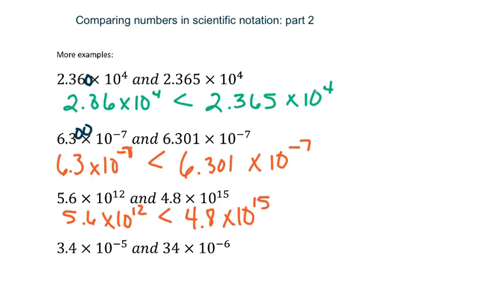All right, the last one we're going to have to do a little bit of work, because 34 times 10 to the negative 6th is not in scientific notation. So we're going to have to change that. We could either match the powers like I showed you in the last video, or we can change to scientific notation and then compare. So I'm going to choose to change this to scientific notation.